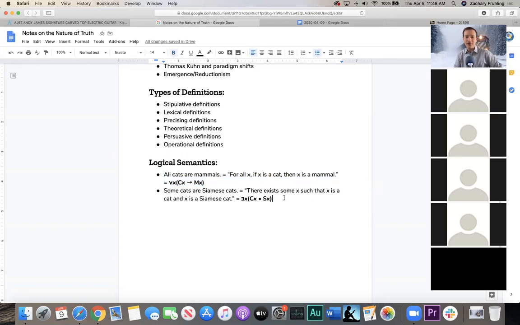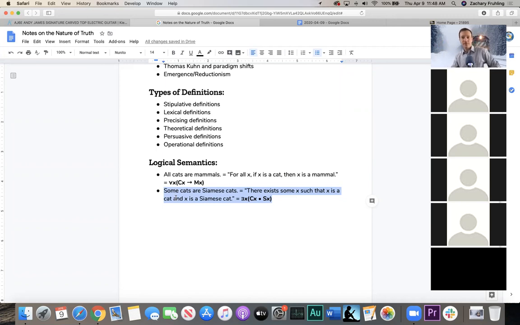Whereas this statement here can only be true if there actually is some object that is both a cat and a Siamese cat. This actually commits you to the existence of something, whereas the first statement doesn't. That's interesting. You may not realize that the first statement can be true even if something doesn't exist, and the second statement can't be true if that object doesn't exist. That's the kind of thing that logic can do to draw out the truth consequences of some relatively ordinary statements.